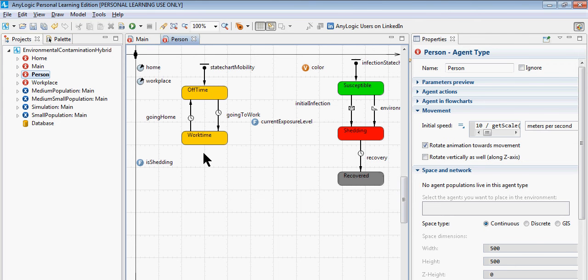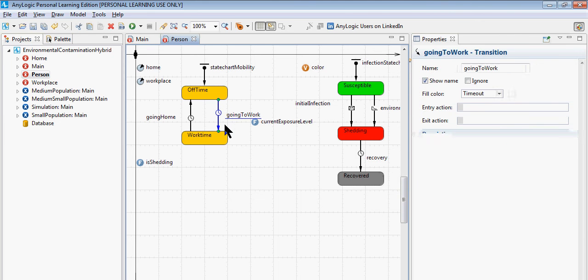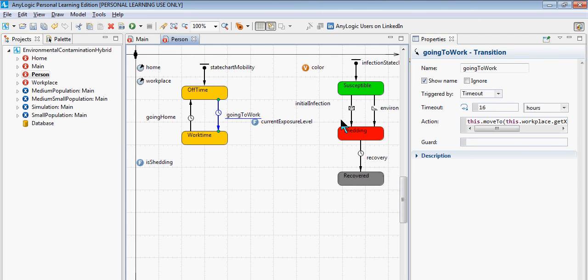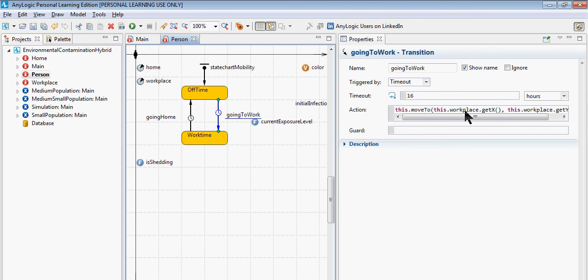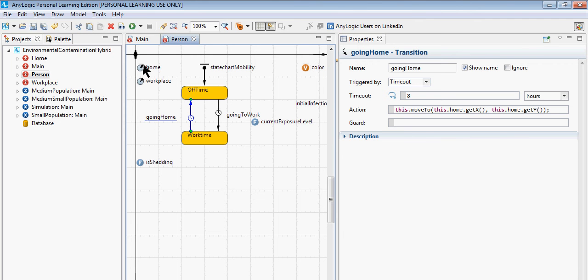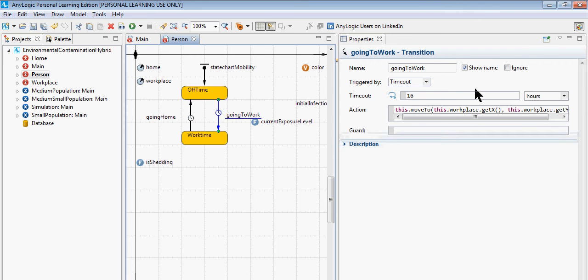So ladies and gentlemen, what we see in this model in Main is a set of populations, once again: a population of people, a population of homes, a population of workplaces. Now, each person here, if you click on person, will have an infection state chart, which terminates in recovery. And then they'll have a depiction of how they're spending their time, off time or work time. And they go to work and go home.